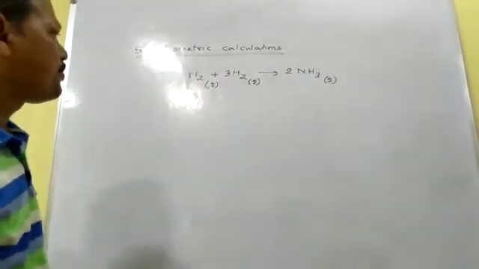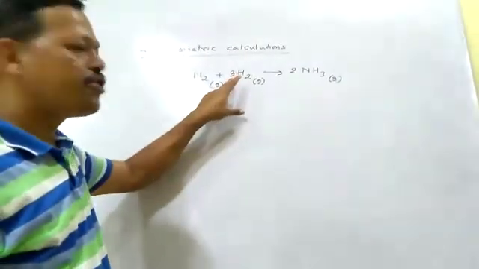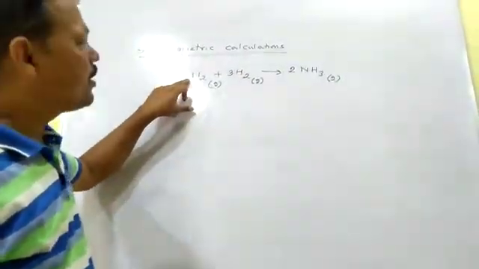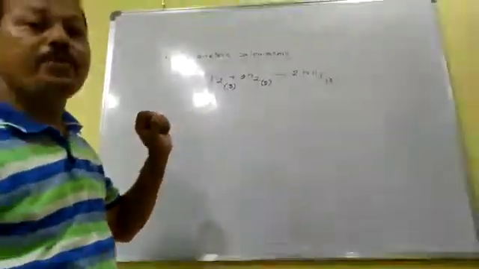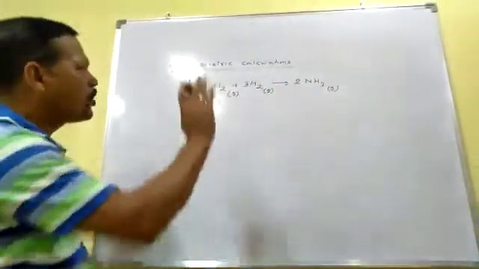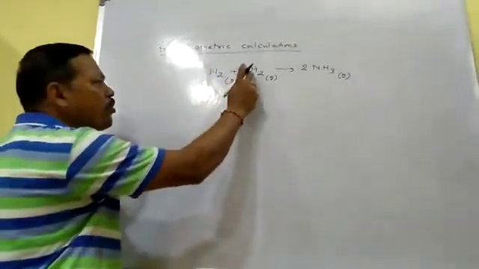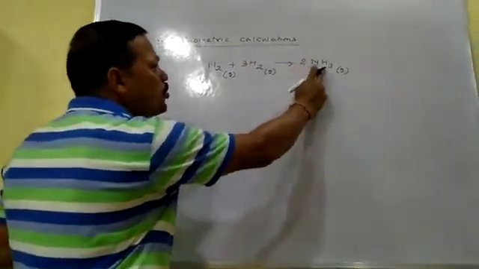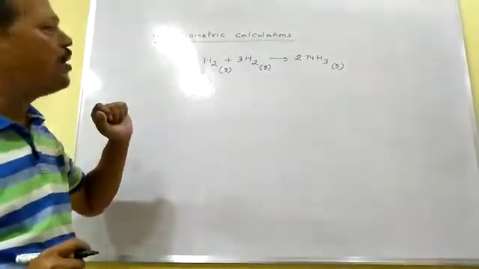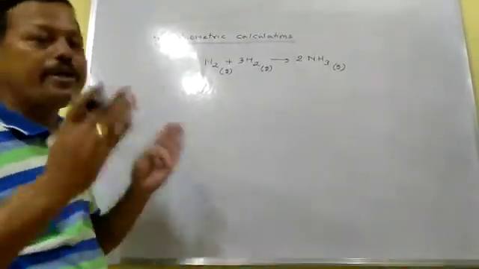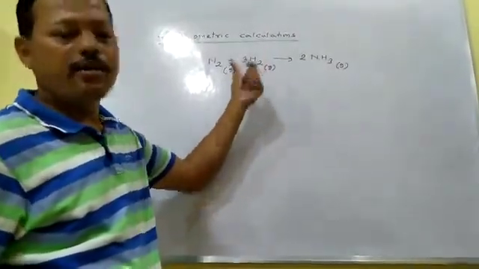After balancing, you have got some coefficients, right? Here 2, here 3, here nothing, meaning 1 is present. So what do these coefficients represent? These coefficients represent the number of moles. So in this reaction, 1 mole of nitrogen reacts with 3 moles of hydrogen and produces 2 moles of ammonia. This type of information you will get from the chemical reaction. So I will show you what type of information you will get from a balanced chemical reaction.